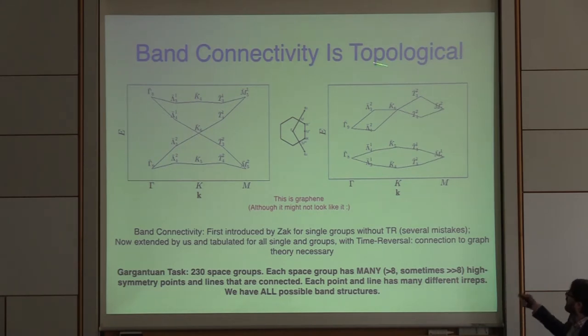For example, here, if somehow I messed up, and there's another point in the Brillouin zone where these became connected, then I would get the wrong answer. So you have to make all these things sure. And this took us about a year to actually straighten out. But now we have all the connectivities of all the space groups, of all the orbitals at all the points that matter in the lattice.